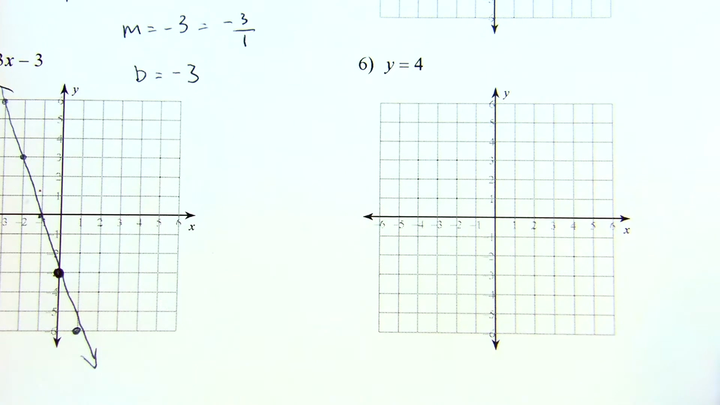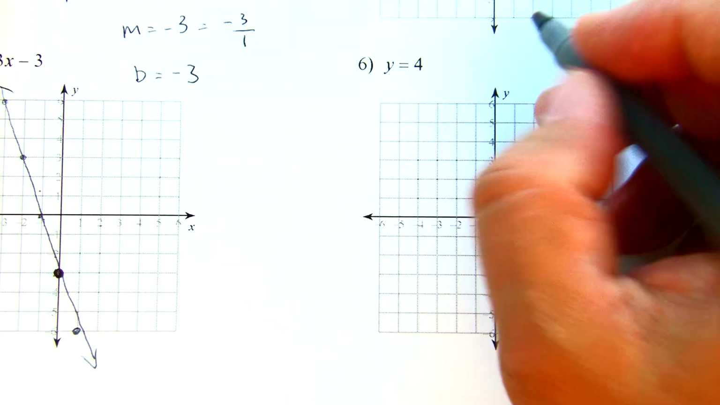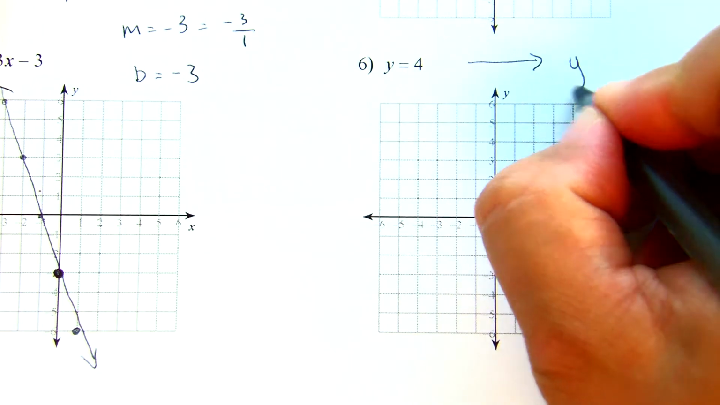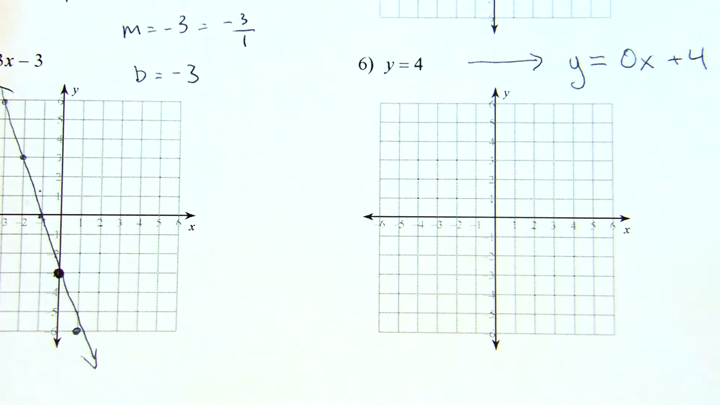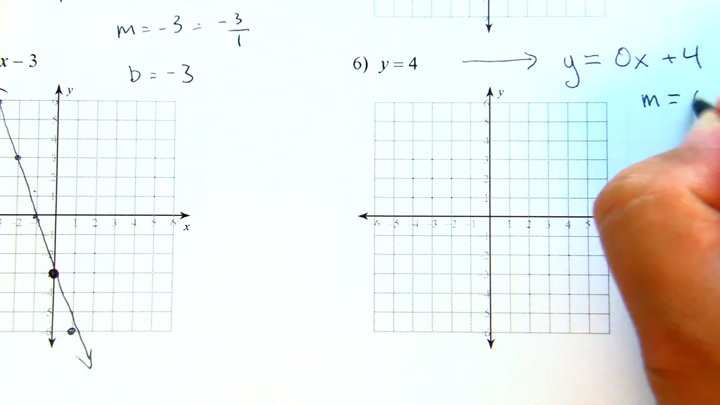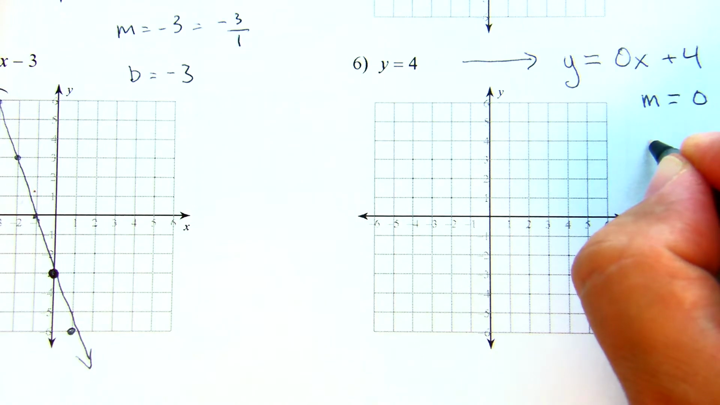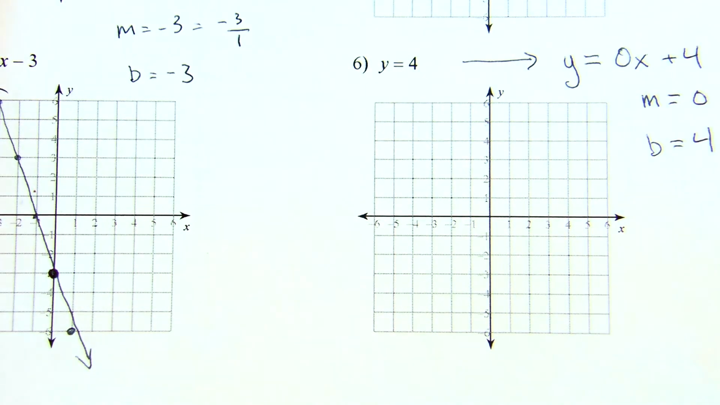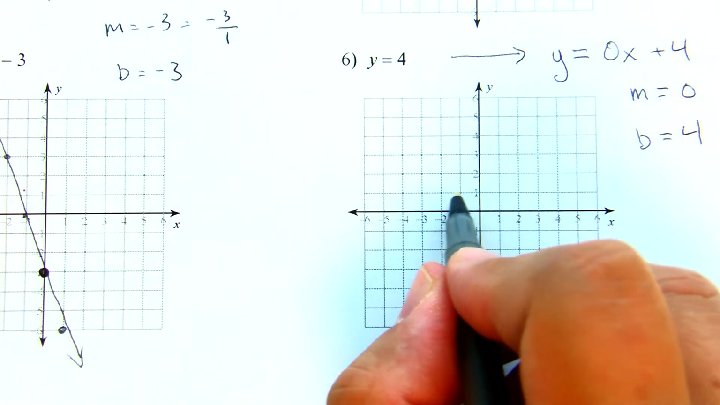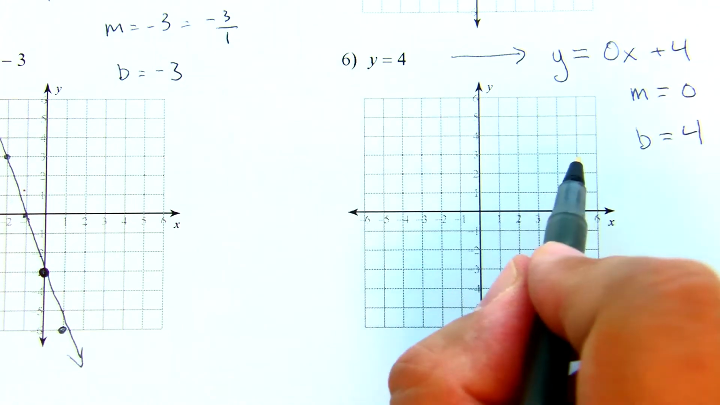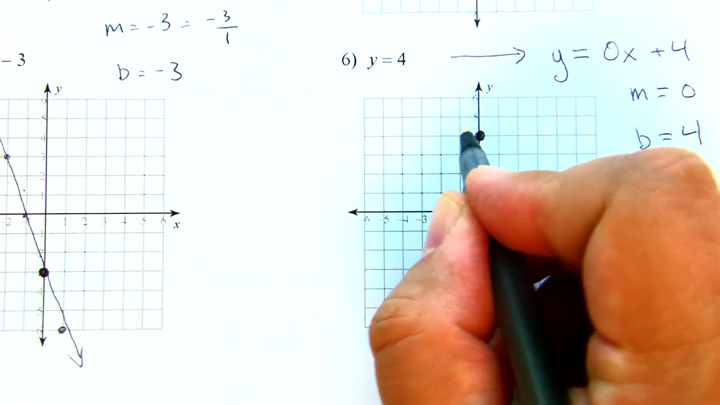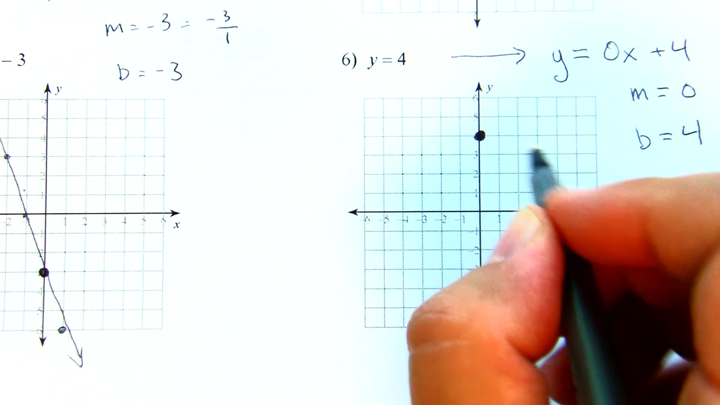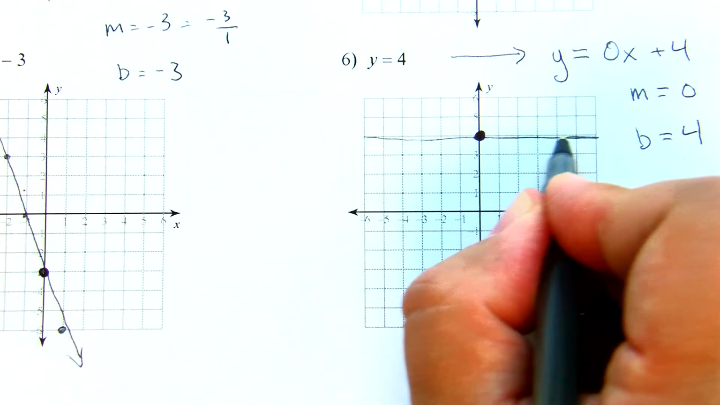Now, go over here. y equals 4. This one's a little different. There's no x in this equation, so we can think of this as y equals 0x plus 4. In that case, the slope, m, is 0, and the y-intercept, b, is 4. The slope of 0 means that it's a horizontal line, so we go straight across. The y-intercept is 4, so it crosses the y-axis at y equals 4. And it's a horizontal line, so it's going to look just like that.